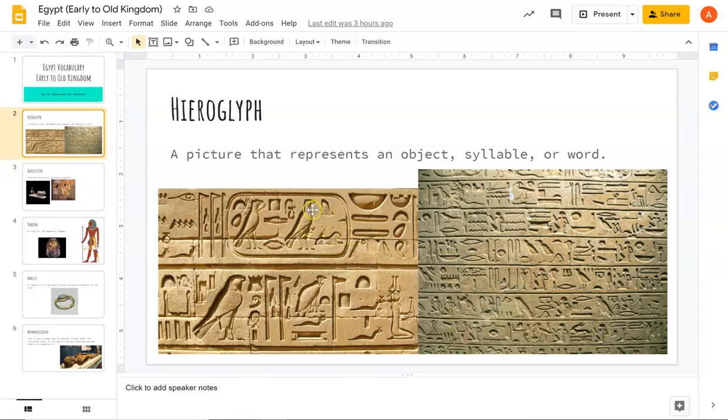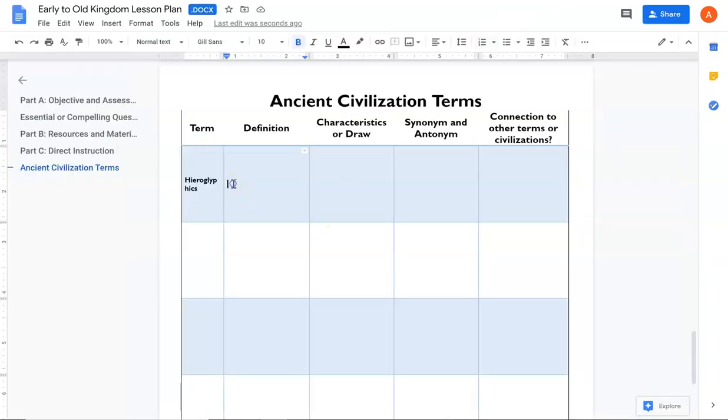So in this first one, we can see that the animals' faces are towards the right. So we're going to read left to right. And then in this other picture, we see that the animals' faces are going to the left. So we're going to read right to left. So back to our graphic organizer, and we can put a picture that represents an object, syllable, or word.